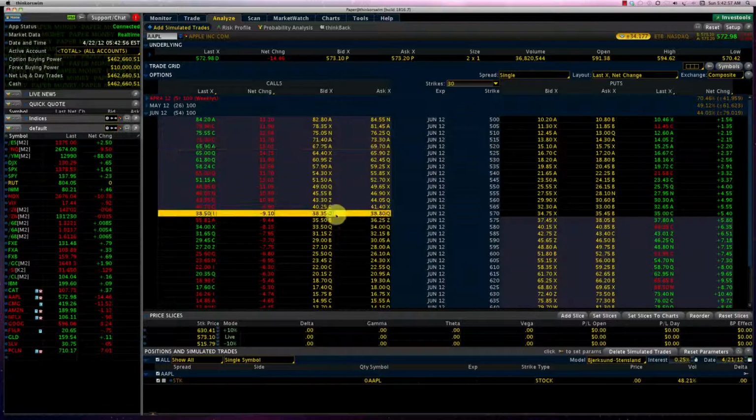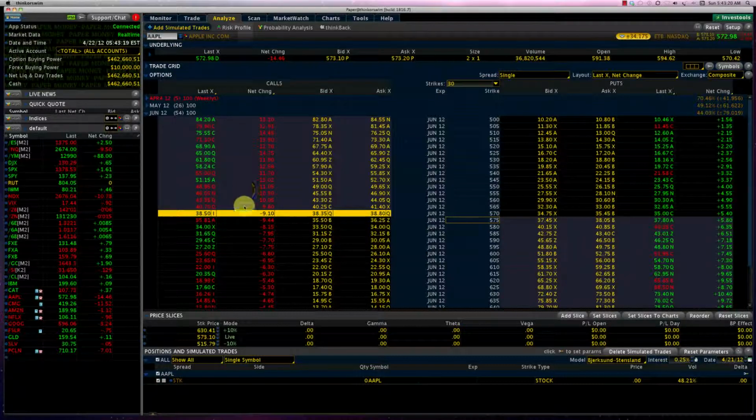This is the at the money option. And in at the money, in our case, because Apple is right in between two strike prices, we could consider either one of them as at the money. So in our example, we're going to consider 570. 570 is at the money. However, you'll notice that Apple has actually gone past 570.